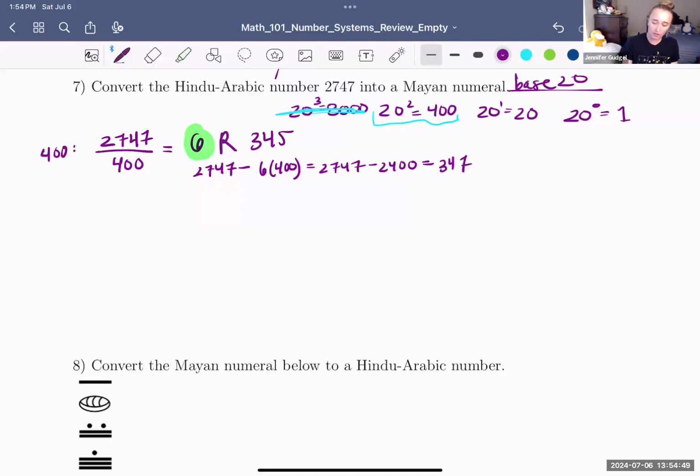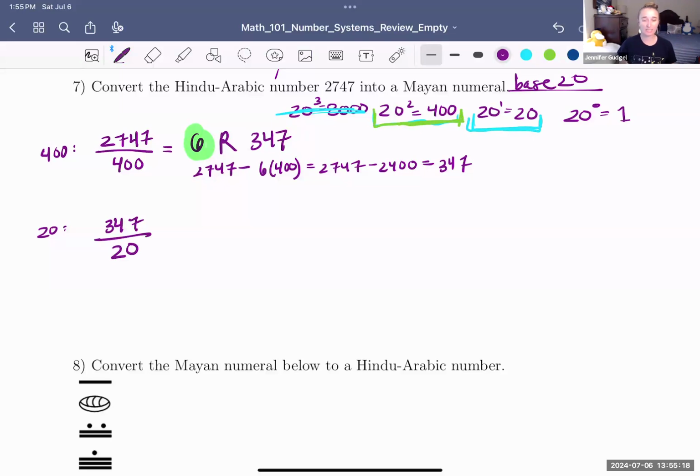The 345 is now what gets carried. Where did that 5 come from? I'm sorry, 347. 347 gets carried on to the 20s place. We started with the 400. Now we're at the 20s place, which means I'm pulling out groups of 20.